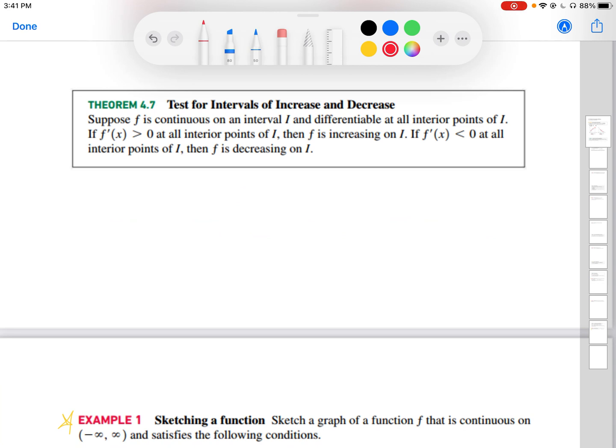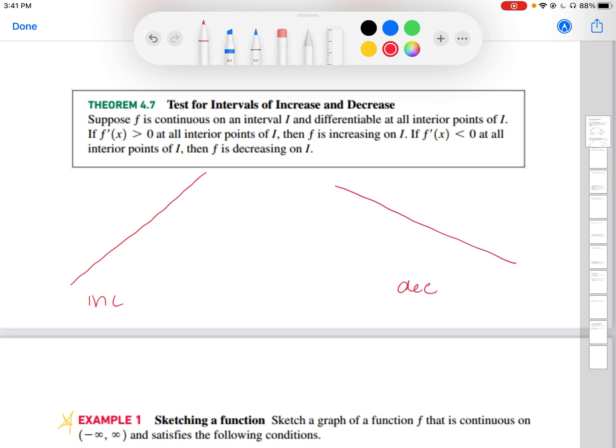Theorem 4.7. Test for intervals of increase and decrease. Suppose f is continuous on an interval I and differentiable at all points of I. If f prime of x is greater than 0 at all interior points of I, then f is increasing on I. If the derivative f prime of x is less than 0 at all interior points, then it's decreasing. So increasing, we go up from left to right, and decreasing, we go down from left to right.